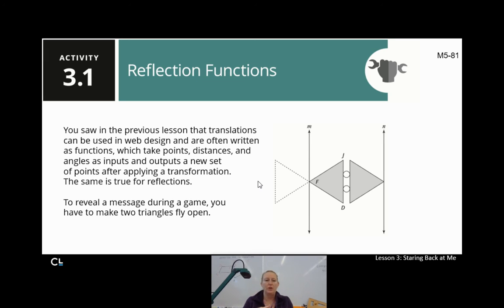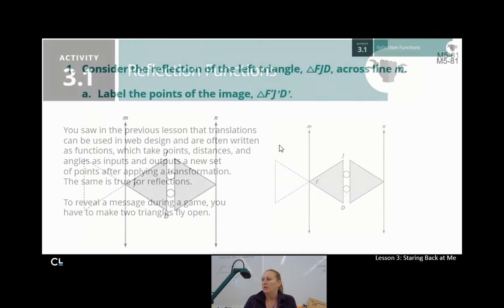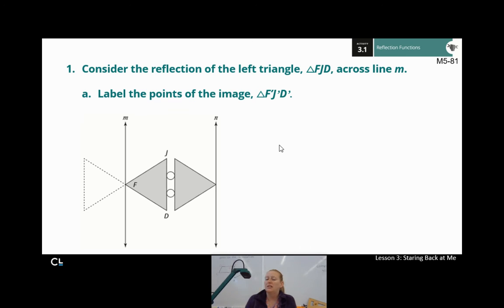So we're going to do this here again. We have a little bit of web design going on. To reveal a message during the game, you have to make the two triangles fly open. You have to open them up in order to see those. So let's see how we can do this. I'd like you to consider the reflection of triangle FJD across line M.